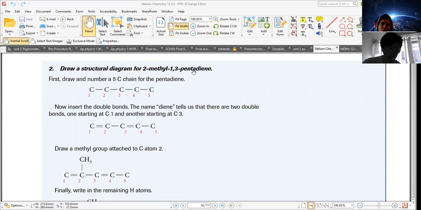Now, draw the structure for 2-methyl-1,3-pentadiene. See, diene means you have 2 double bonds. Pent means you have 5 carbons. So you put 5 carbons, as I said, is pent. On the first carbon and the third carbon, you have double bonds. 2-methyl means you have 1 carbon attached to the second carbon here. And then you can put your hydrogens around.